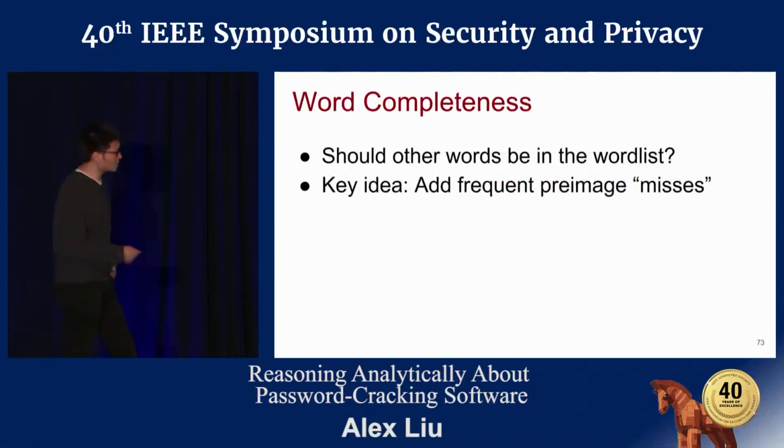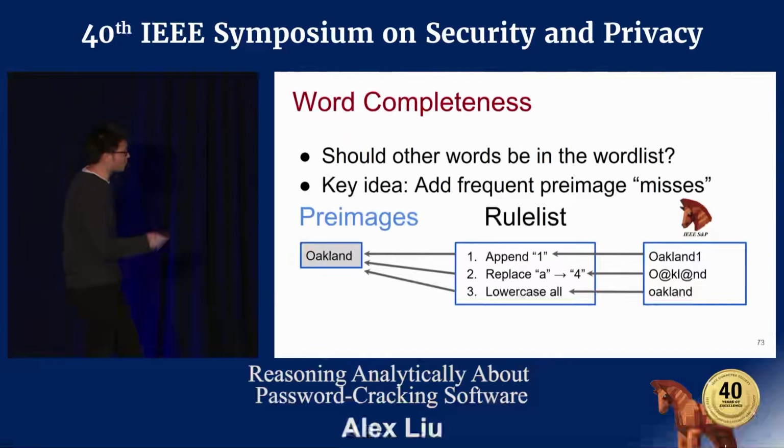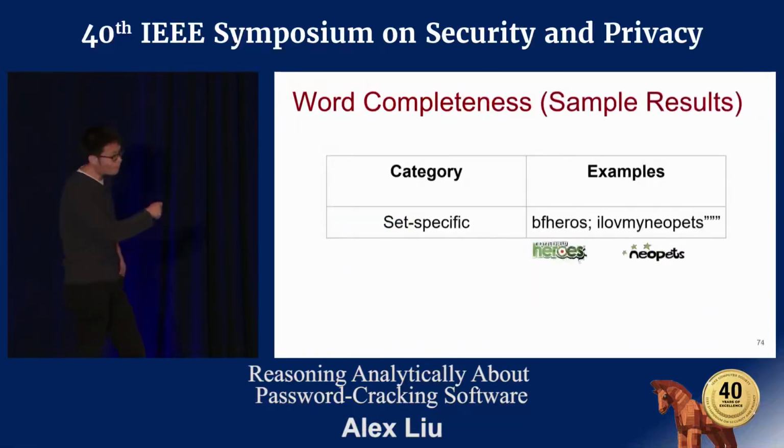And we're also interested in what other words should be in the word list. And our insight here is we should add the preimages that are missing in the word list. Recall that we're looking for preimages in the word list. So what if a preimage appears a lot, but it's not in the word list? This is like cache misuse, and we should probably add it to the word list. And we rank these preimages by frequency.